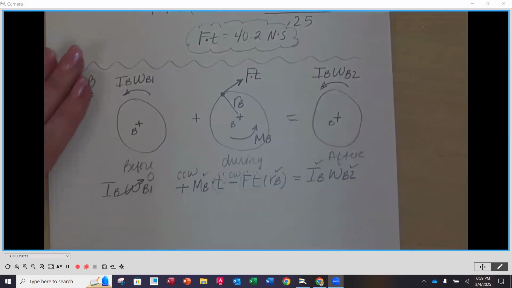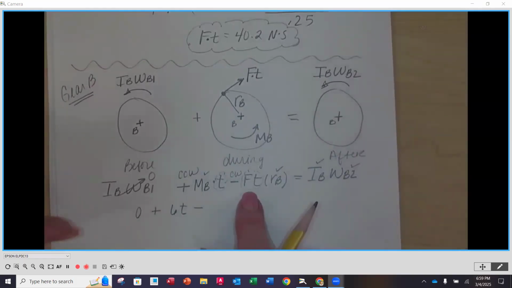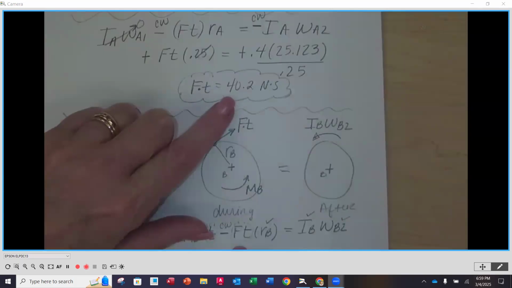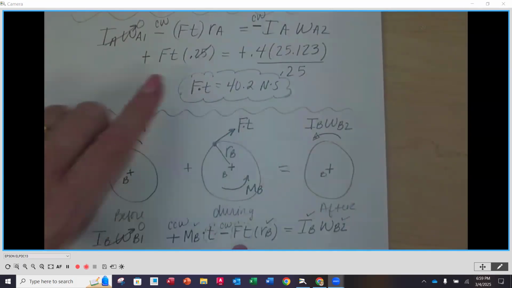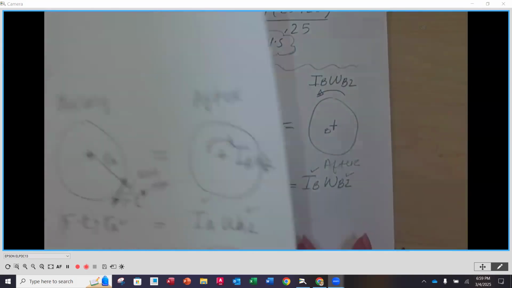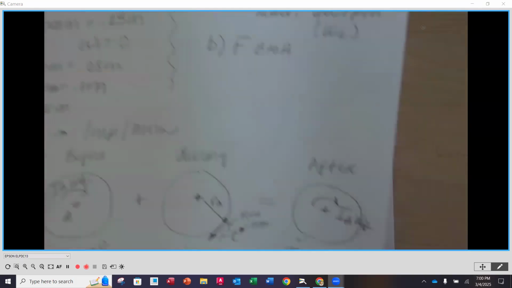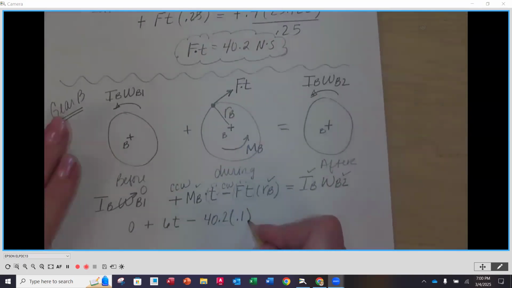So let's write out what we can. This is going to be 0 plus 6 Newton meters from the beginning of the problem, times the time, minus. Now, FT, even though we don't know what the force and the time are individually, remember up here we have FT equal to 40.2? That's what we're going to put right here. So this is 40.2 times the radius of B. From our original problem, our radius of B was 100 millimeters, which is 0.1 meters, so use the 0.1.